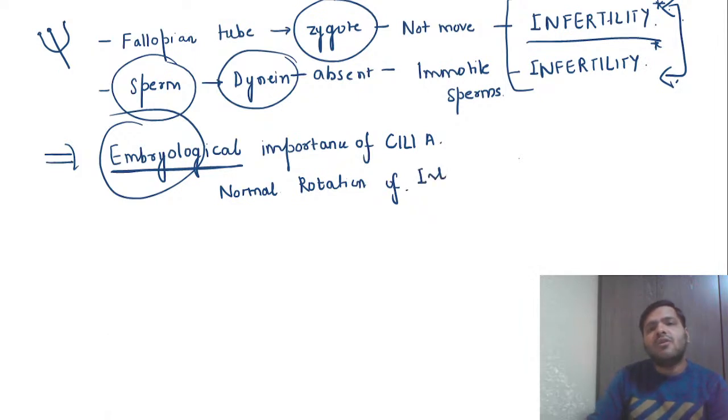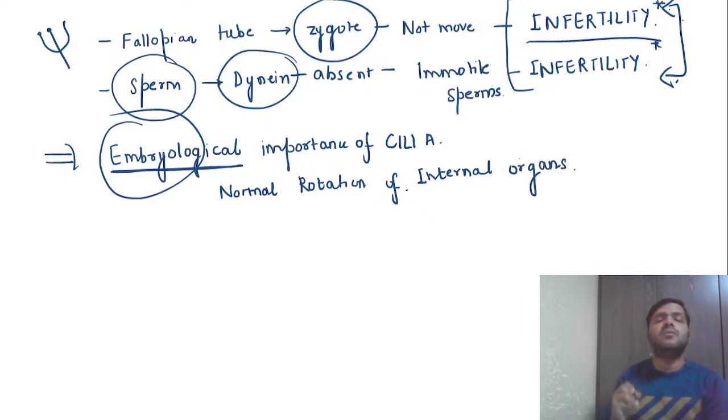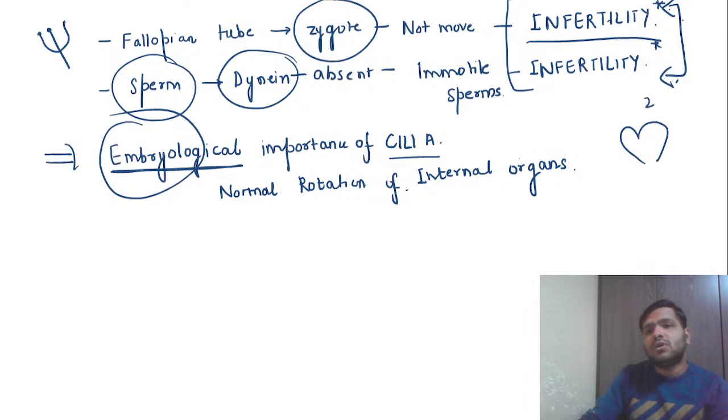Normal rotation of internal organs. What is happening? Basically, the heart, for example, is on the right side initially during the development, but this cilia helps the movement of these internal organs. For example, the heart moves to the left side. Heart is basically two-third left and one-third right. Initially, the whole heart is towards the right. So this heart has to move two-third left, and that movement occurs because of cilia.